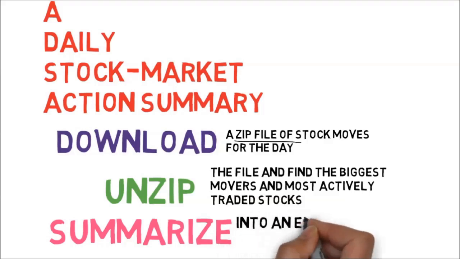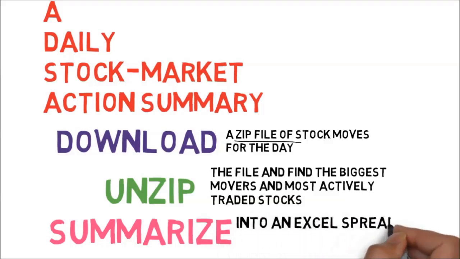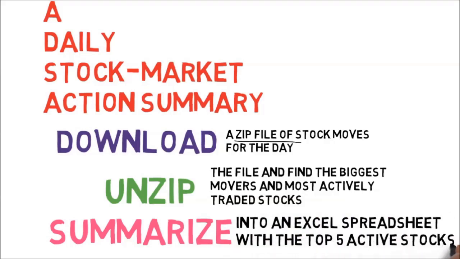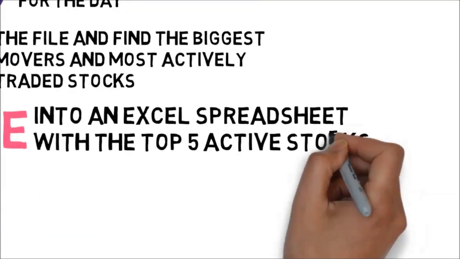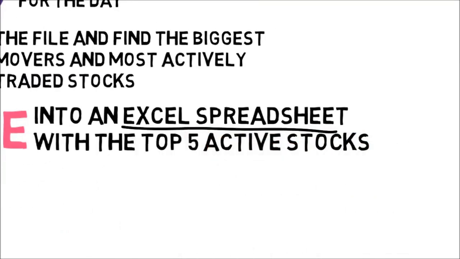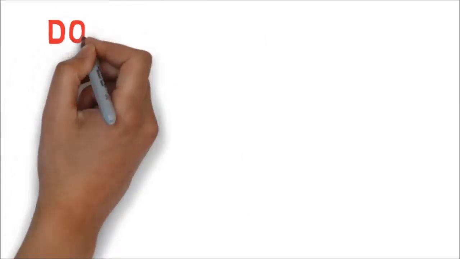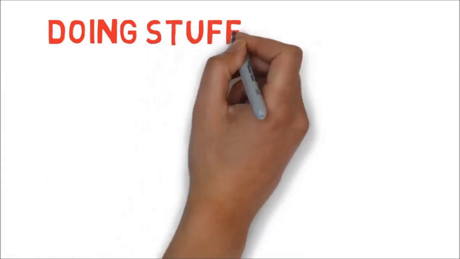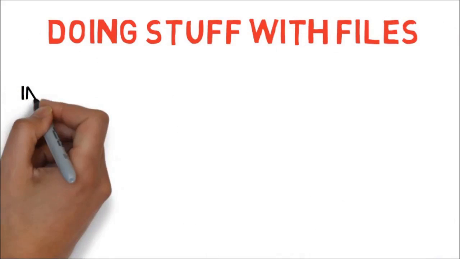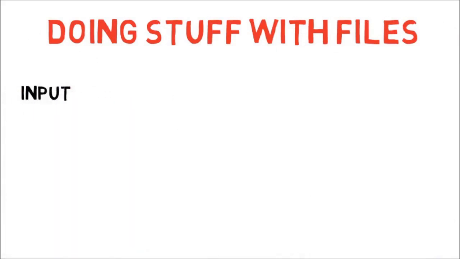Then we'll summarize this data, whatever we have analyzed, into an Excel spreadsheet with the top 5 actively traded stocks for the day. So one of the many cool things that you will do in this exercise is auto-generate an Excel spreadsheet using a Python program. So let's go through what the input and output of this program will be, and we'll go through step by step what the program will actually do.